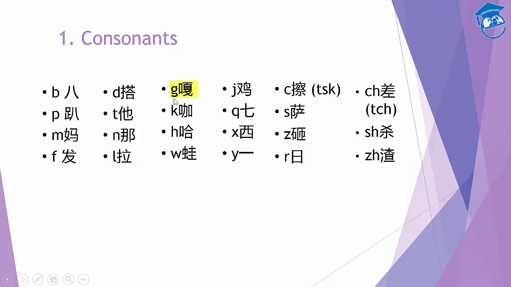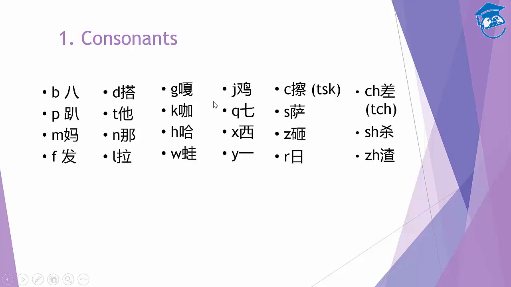This one is the g sound, so this one is ga. This one is the k sound, so it's ka. This one is the h sound, so this is ha. This is the w sound, and this sounds like wa.